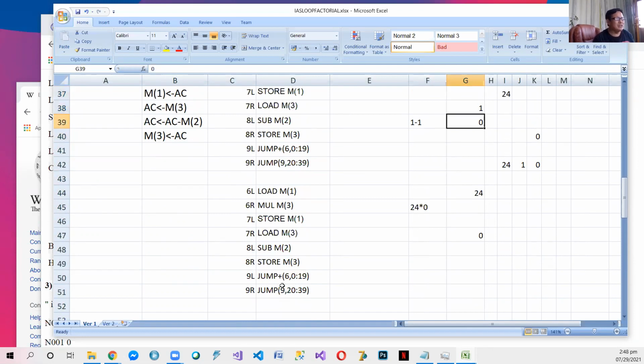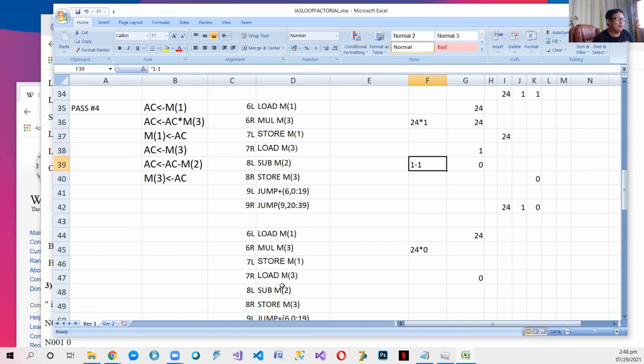This is the problem. This is where the problem lies. No? Because for the IAS, the jump will work because 1 minus 1 will not set. So which means it will skip this, it will go to 9R, and then it will just halt. Right? Do you follow? But in this case, 1 minus 1 for the IAS will not work. It will still repeat. Do you follow? So we will have a pass 5.